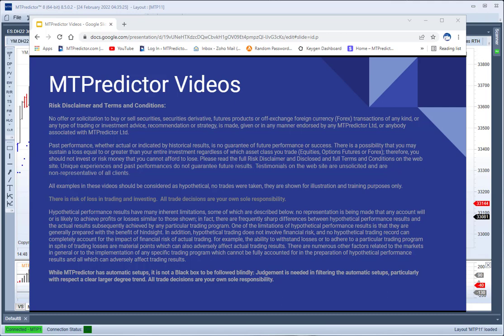But let's look at our risk disclaimer and remind you that all examples in these videos should be considered as hypothetical. No trades are actually taken, they're just shown for illustration and trading purposes only. Remind you there's a risk of loss in trading and investing. Put another way, all professional traders know and understand, but more importantly accept that losses can and will and do unfold. And that's the topic of today's video.